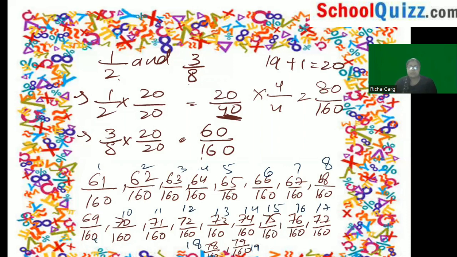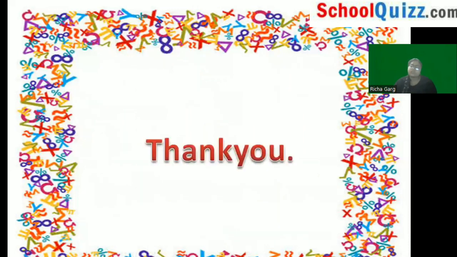Correct. I hope you find it easy and you have understood the concept of finding rational numbers. You can find such questions in the first exercise of the first chapter only. And please solve the questions. Let us know whether you have understood the concept or not.